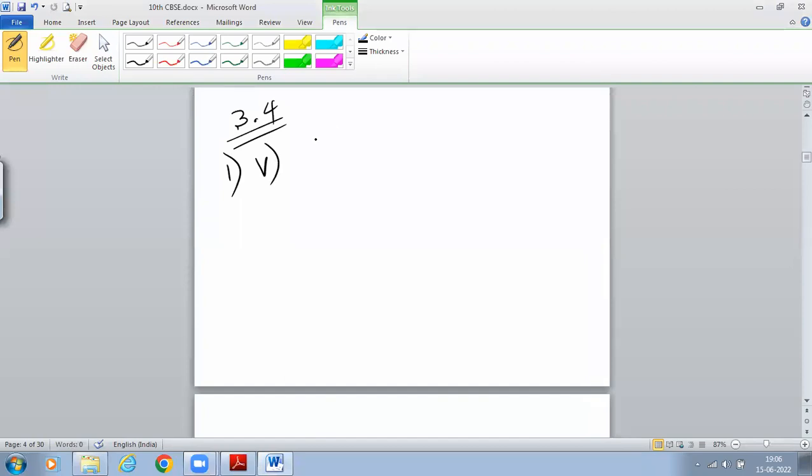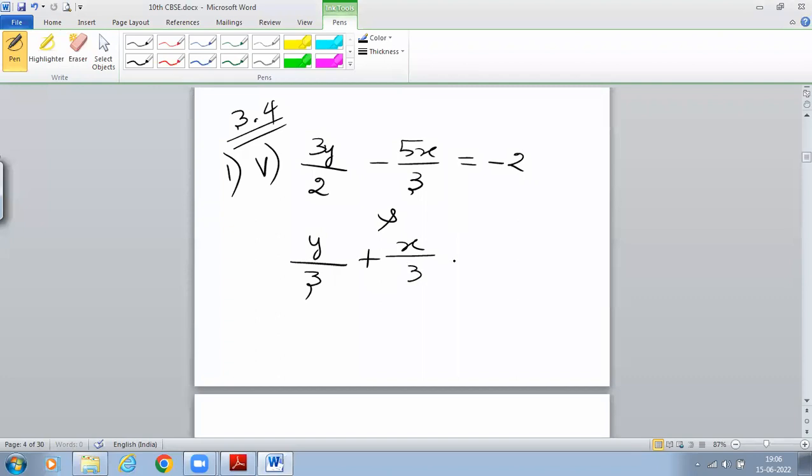The given equations are 3y by 2 minus 5x by 3, which is equal to minus 2. This is one equation. And the other equation is y by 3 plus x by 3, which is equal to 13 by 6. This is another equation.